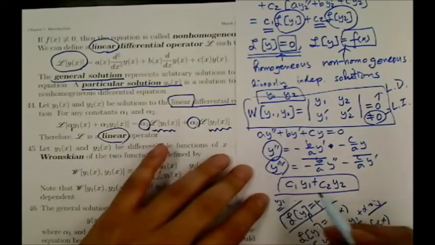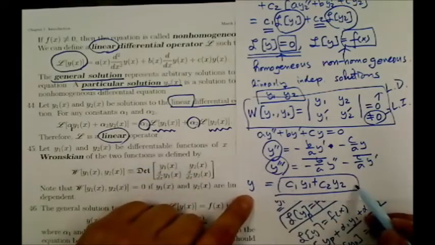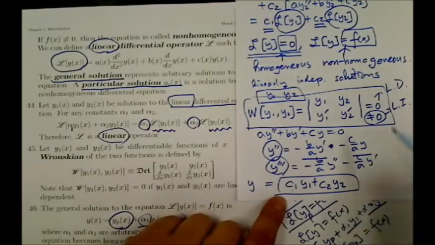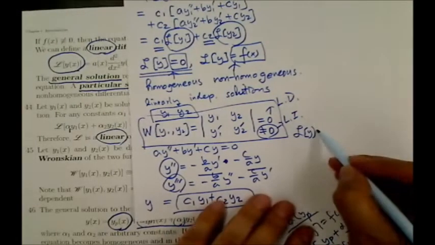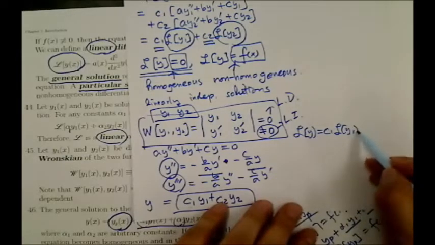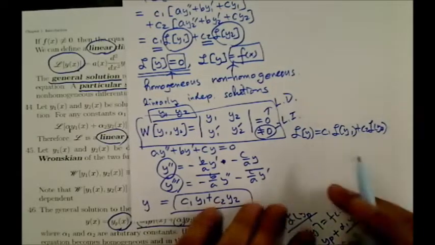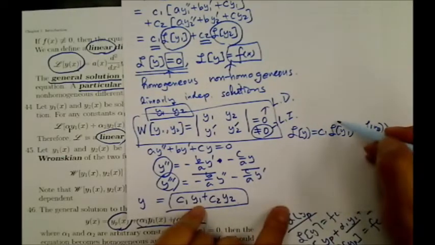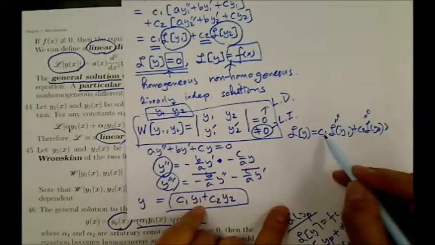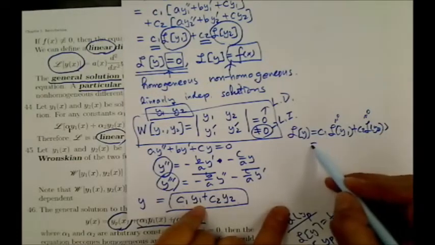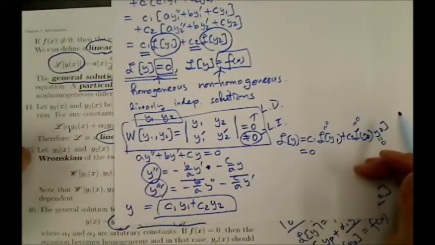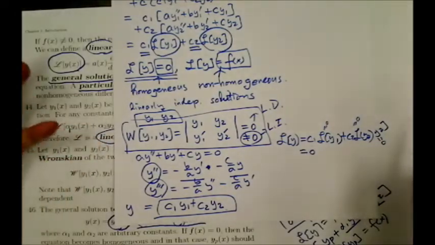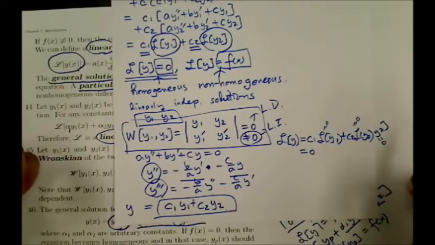Then this is the general solution of the homogeneous differential equation. The reason is that the operator is linear. L of y equals c1 L of y1 plus c2 L of y2, and I told you y1 and y2 are linearly independent solutions, so this L operator gives 0. So for any arbitrary constants c1 and c2, it is always 0. So a second order linear differential equation has two linearly independent solutions. In general, an nth order homogeneous linear differential equation has n linearly independent solutions.